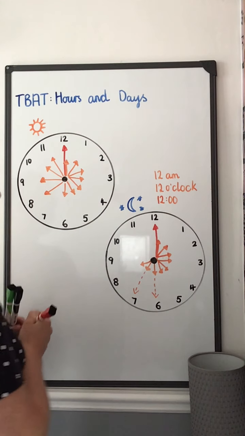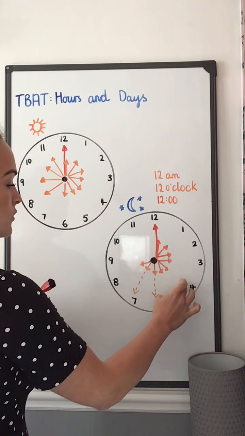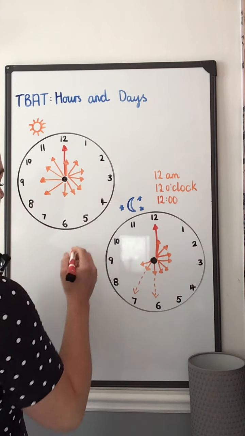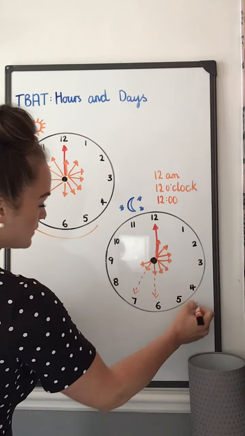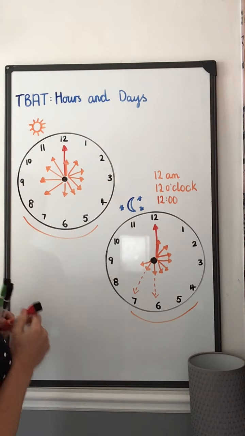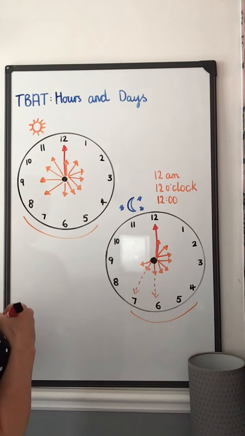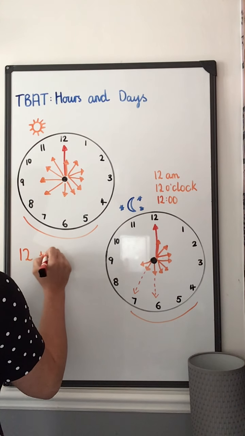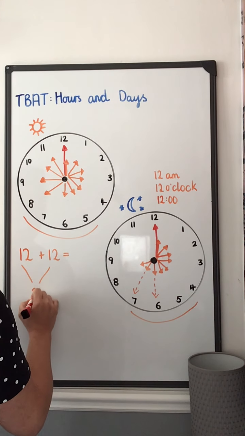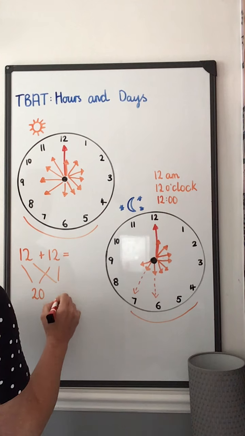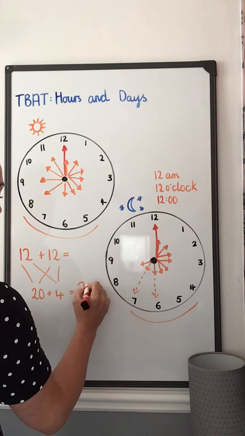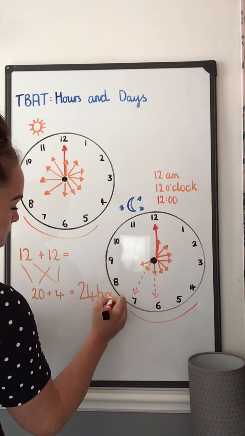Now we've got many hours. We go round 1, 2, 3, 4, 5, 6, 7, 8, 9, 10, 11, 12. This happens twice. Our clocks move around the clock twice. So we've got 12 hours here, 12 hours here. Together, 12 plus 12 equals... We'll add our 10s. 10 plus 10 is 20. We'll add our 1s. 2 plus 2 is 4. Let's add that together. 24 hours in a day.